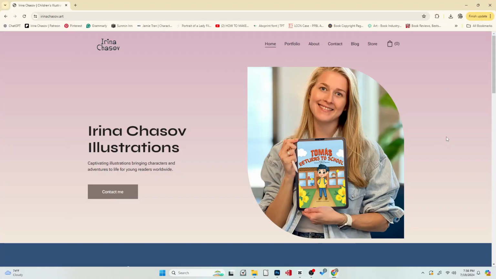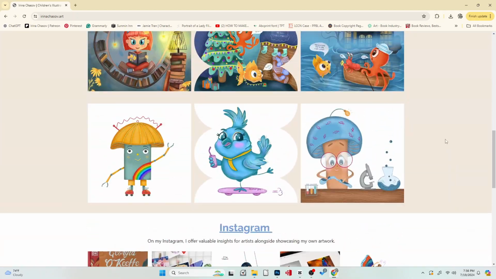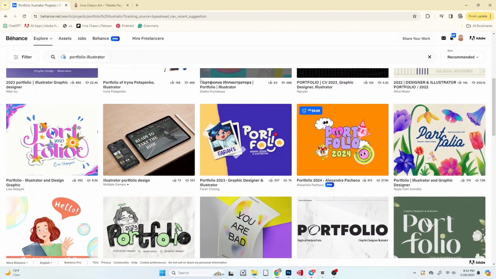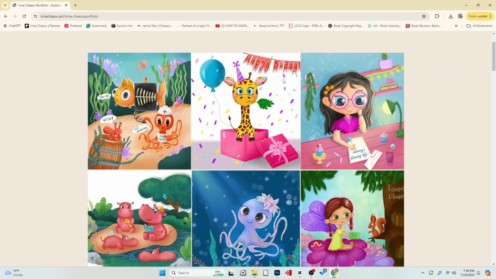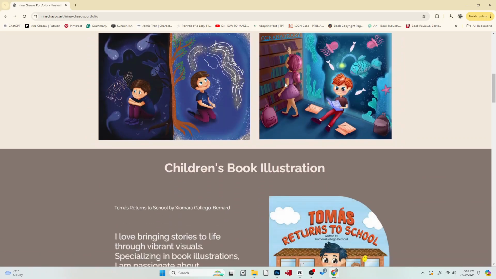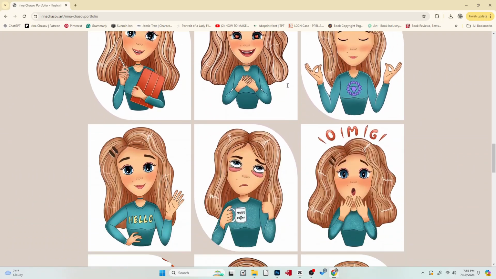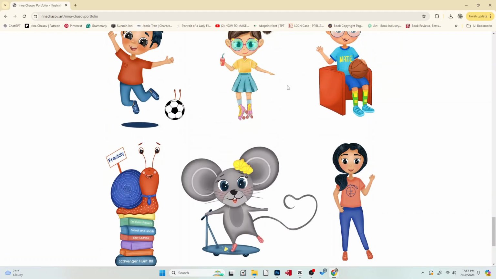Portfolio. Let's start with what is a portfolio. An illustrator's portfolio is a collection of their best work that showcases their skills, style, and creativity. It serves as a visual representation of their abilities and is often used to attract potential clients, employers, and collaborators. A well-curated portfolio should effectively communicate the illustrator's unique artistic voice and demonstrate their proficiency in various techniques, mediums, and subject matters. There are certain key components to your portfolio, but do not forget that your portfolio is you.